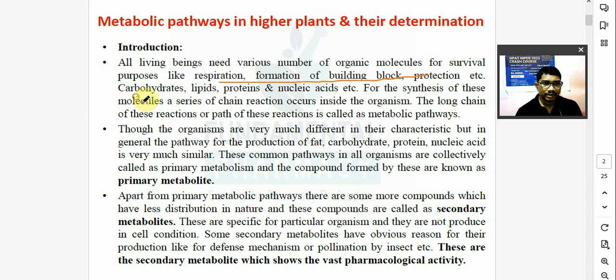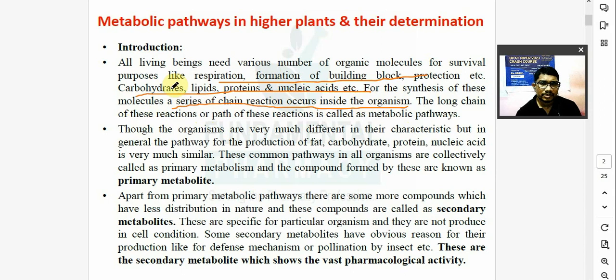Okay? And the long chain of these reactions, the path of these reactions, are known as metabolic pathways. जो रिएक्शन का चेन है या फिर आपका जो पाथ है रिएक्शन, उसको क्या बोलेंगे? ओके, उसको बोलेंगे अपन मेटाबॉलिक पाथवेज.